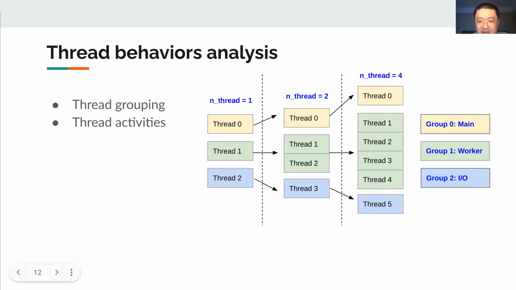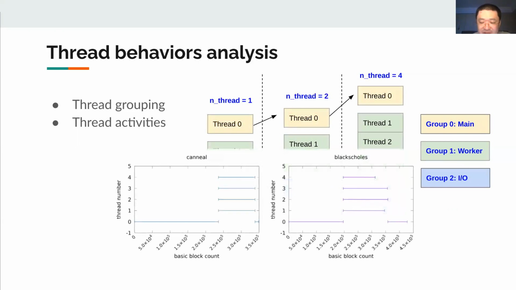FADATest recovers the thread grouping pattern by identifying threads with similar workload. Given the thread grouping pattern recovered with a specified parameter n thread, the generated test program is able to create proper threads. Next behavior is the thread activities, which means the state of a thread, such as creation, termination, or hibernation. FADATest can get this information through the state benchmark program profiling.